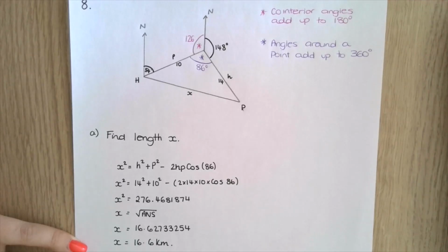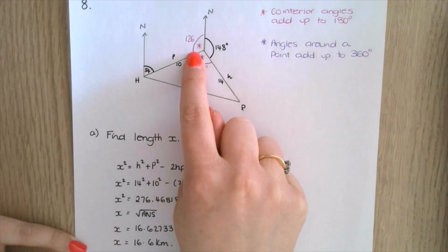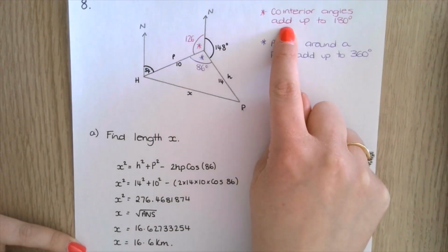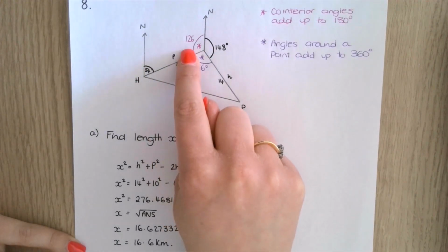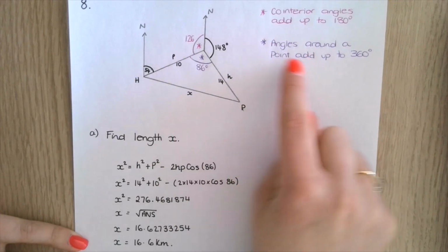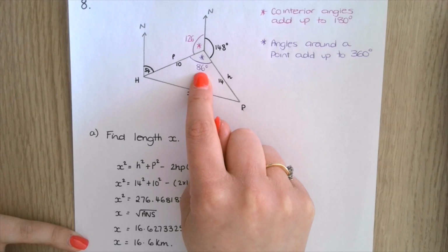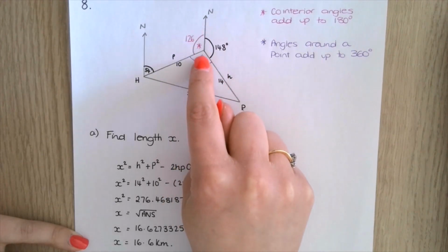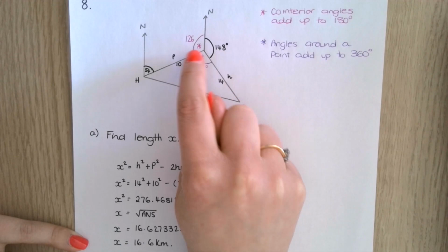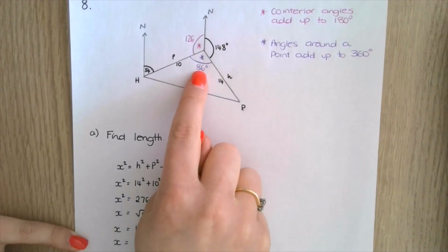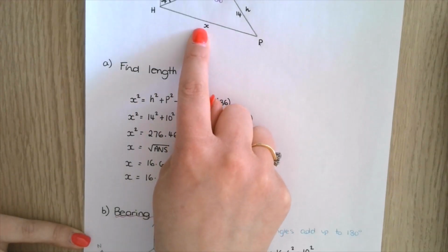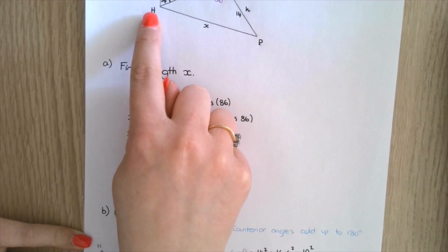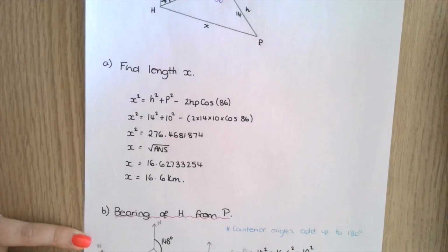Okay, looking at question 8 then, we're given the example in the question. The first thing I did was to work out the value of this 126. To do that, I used co-interior angles adding up to 180 degrees. So 180 take away that 54 got me the 126. I then used angles around a point to work out this 86 degrees, because all of these are around one point. So I just did 360 take away 148, take away 126, which got me the 86. I then used the cosine rule to work out that length x, because the question asked for the direct distance between H and P, therefore that's that length there.